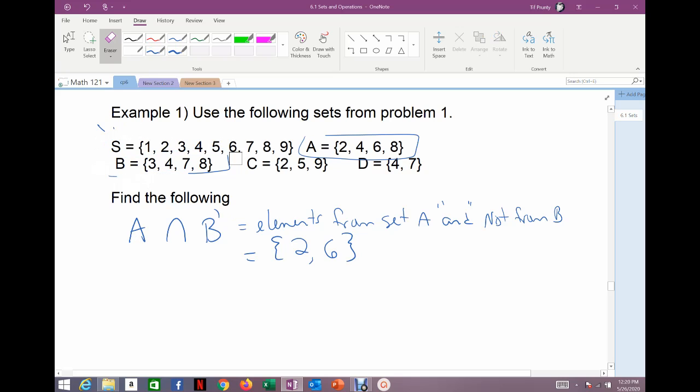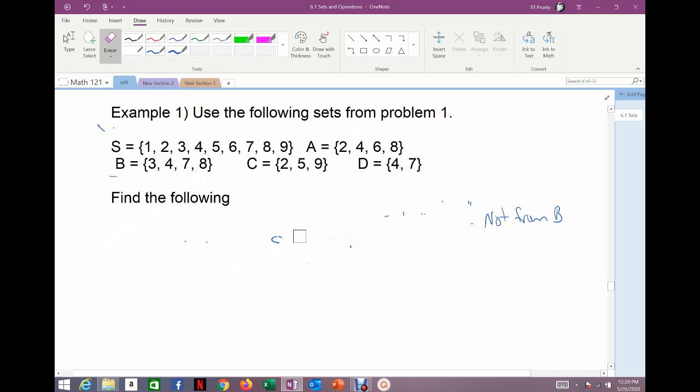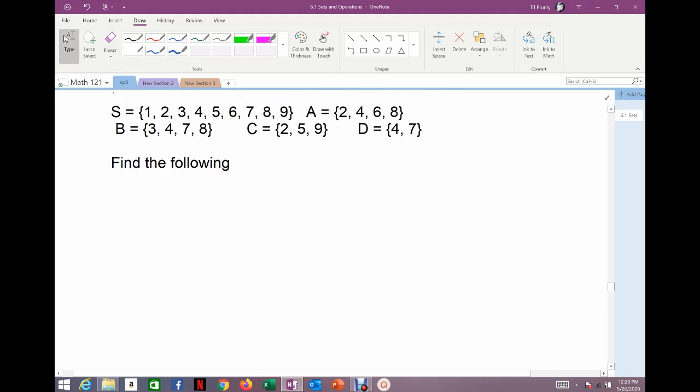Next example, I'm going to use both the symbols that we talked about last time, just to make sure that you understand that these two symbols are very, very different. You have to make sure you recognize and understand them, get used to them. The first one involves C and D, so those are the only two sets I need to look at.